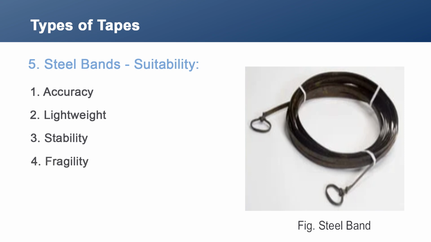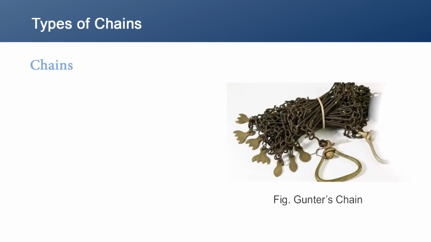Then fragility. It is a bit delicate, and in case it is broken, it cannot be repaired in the field. Next is the maintenance. It must be protected from rust by frequent cleaning and oiling. And finally, the visibility. It is not as easy to read as your chain. So next come the surveying chains.